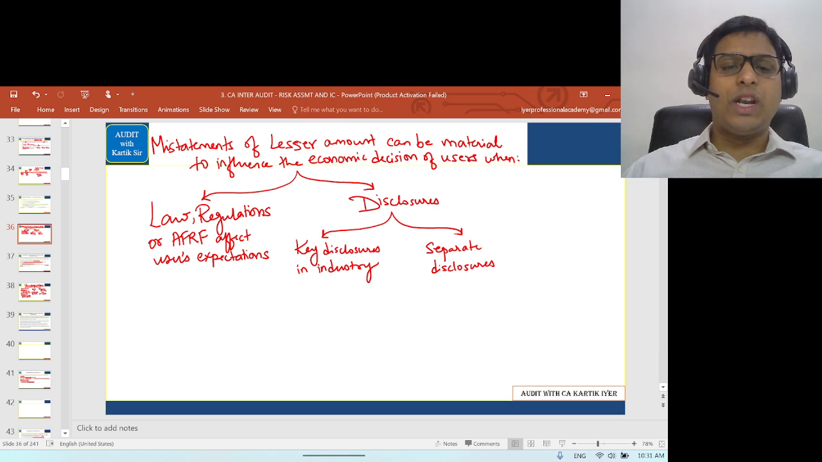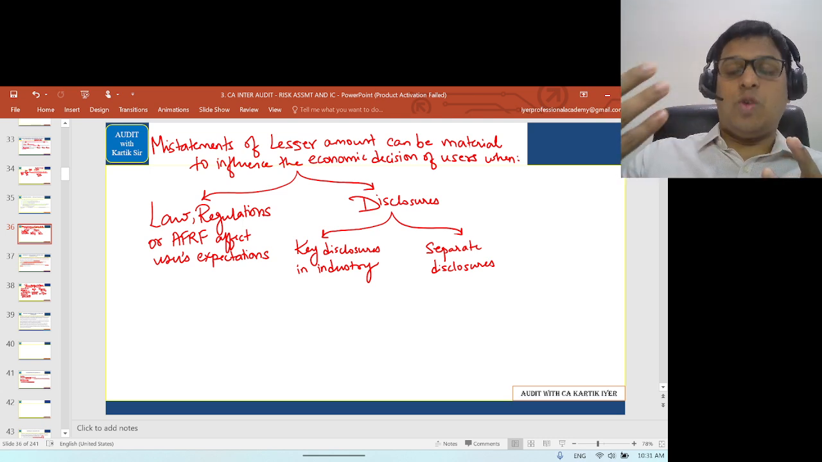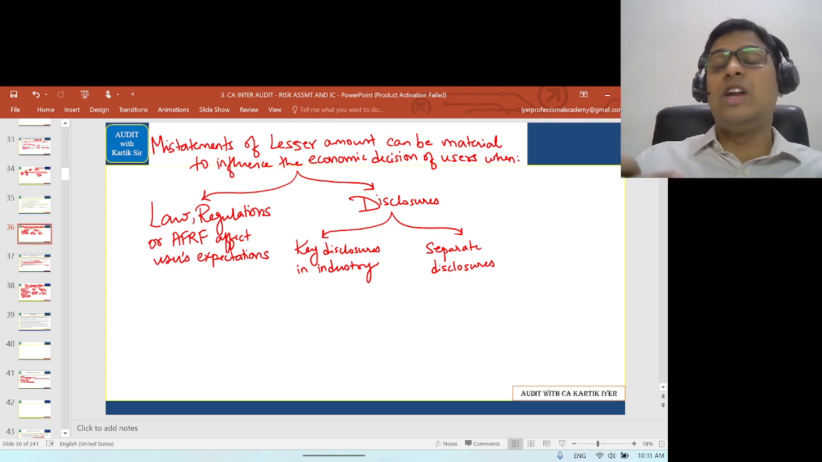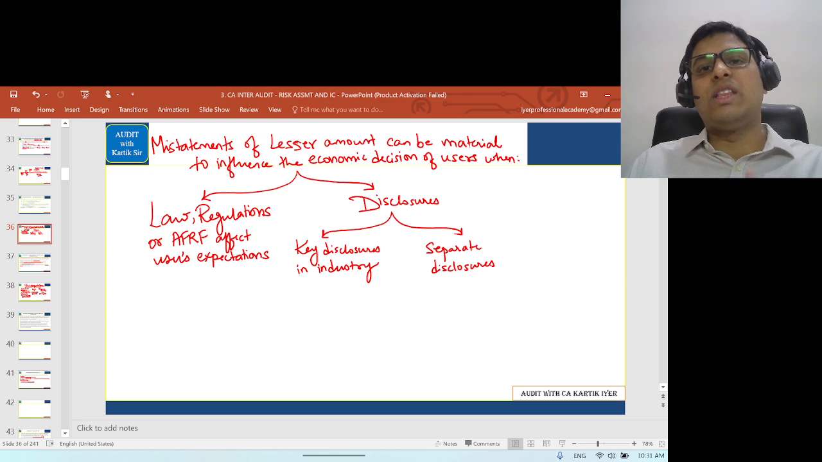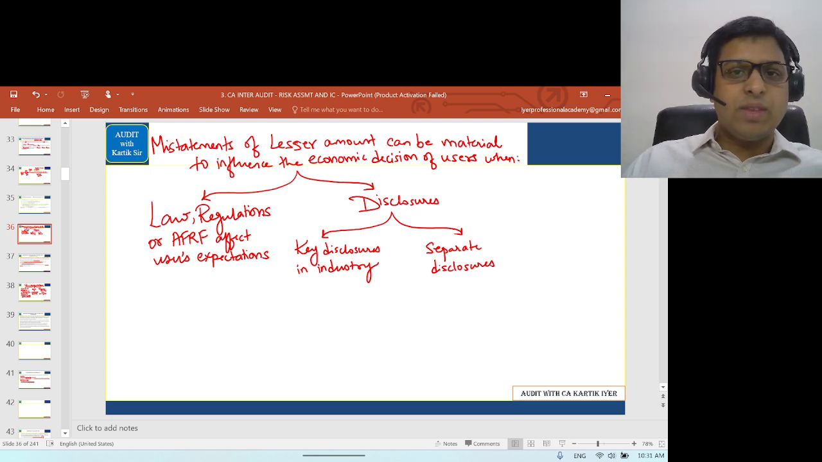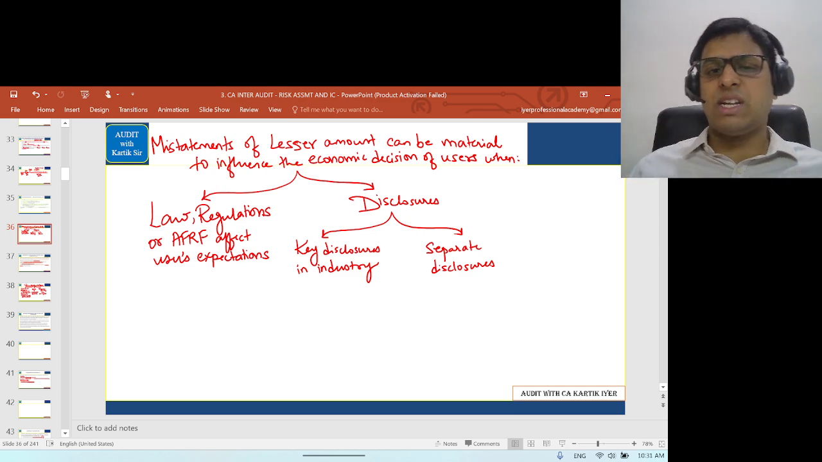Misstatement of lesser amount can be material to influence the economic decisions of users when, first, law, regulation, or AFRF affects the user's expectation. And the second is disclosures. So if it is key disclosures required in the industry, like for example, RBI can give key disclosures for banks, or IRDA can give key disclosures for insurance companies, correct? And you have separate disclosures, basically separate disclosure required in a given situation. Example, there is a fire in the factory. So separate disclosure is required. Then even if the amount is less, still that disclosure has to be given by the entity. Okay. Now this is basically the answer in relation to misstatements of lesser amounts can still be material.